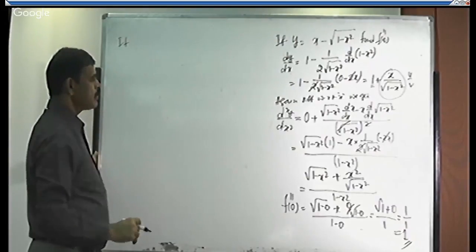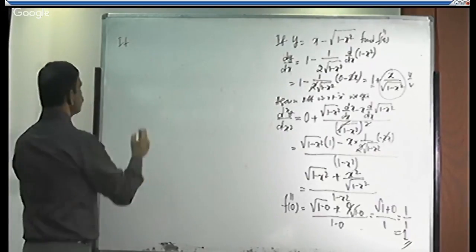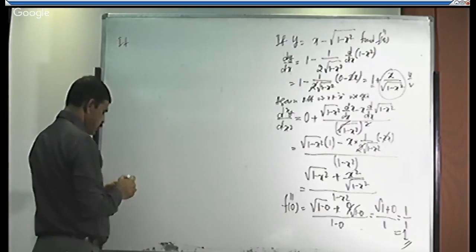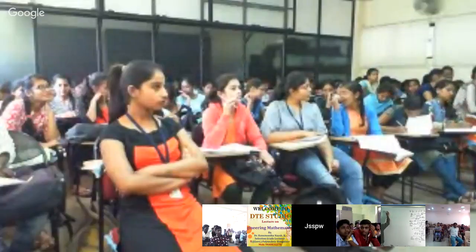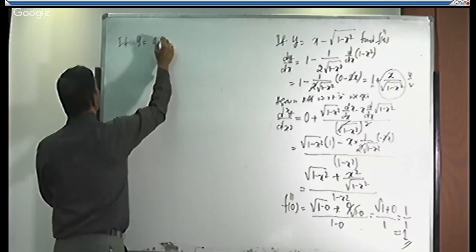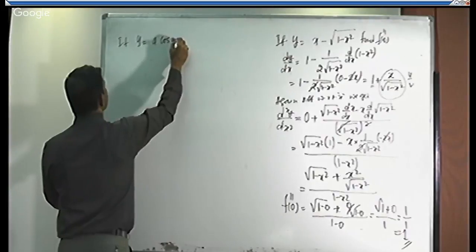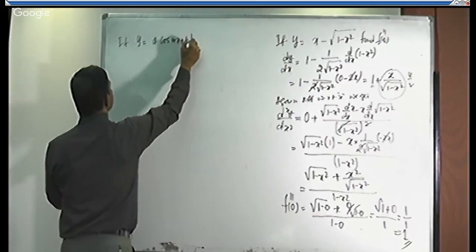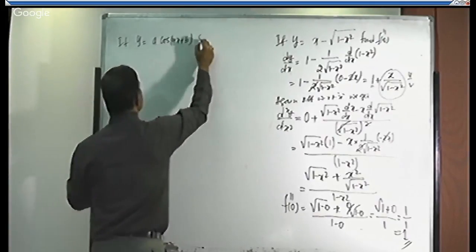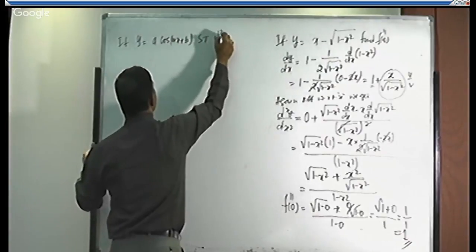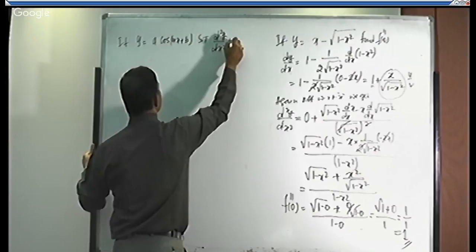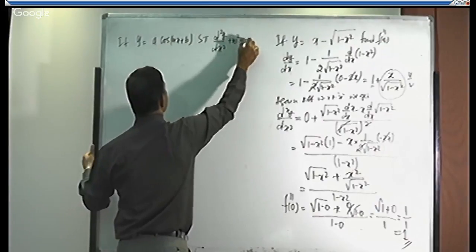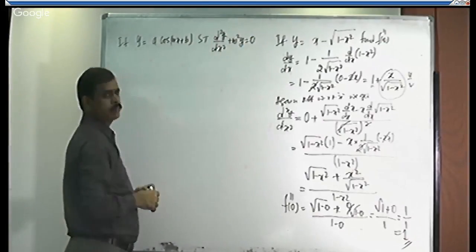Some special questions will be there. Like this, they will give you some function, and with that we need to derive an equation. Okay, see this. If y is equal to a cos of mx plus b, show that d square y by dx square plus m square y is equal to 0.